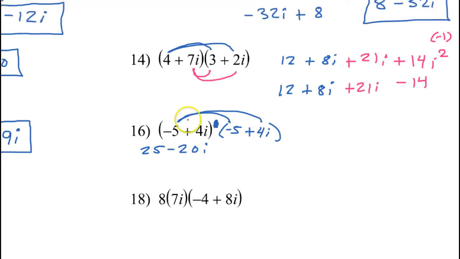Okay, and then I will distribute the 4i. So that's going to make minus 20i, and then plus 16i squared. Okay, don't forget that this is really a negative 1. So that's really going to make this a negative 16.